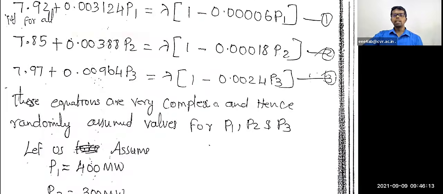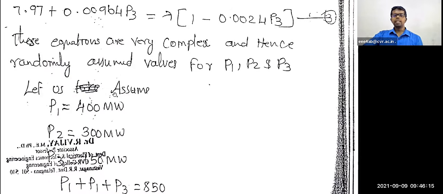What is the total demand we have seen in the problem? The total demand is 850 megawatt. Within that 850 megawatt, we are assuming certain values for P1, P2, and P3. You can take any values. I am taking P1 as 400 megawatt, P2 as 300 megawatt, and P3 as 150 megawatt. It is not mandatory that you also take 400, 300, and 150.